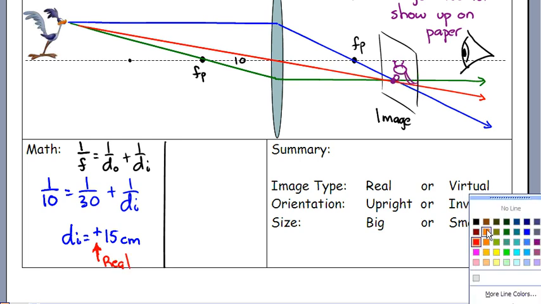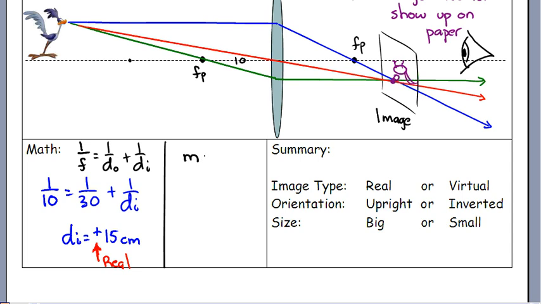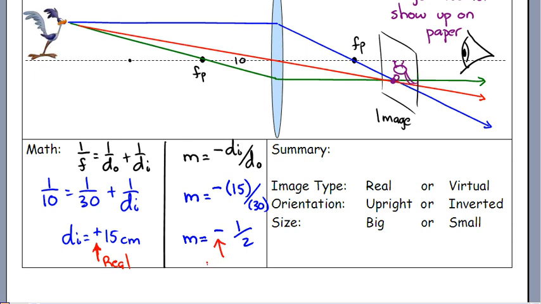Okay, the only other equation we can play with is magnification, and it's the opposite of DI divided by DO. So in this story, the magnification would be the opposite of 15 divided by 30. Magnification is one time when we don't really worry about significant figures or significant digits, whatever you want to call it, and we'll just go with nice little fractions. So this would be negative 1/2. The fact that it's negative tells me that the image will be inverted.